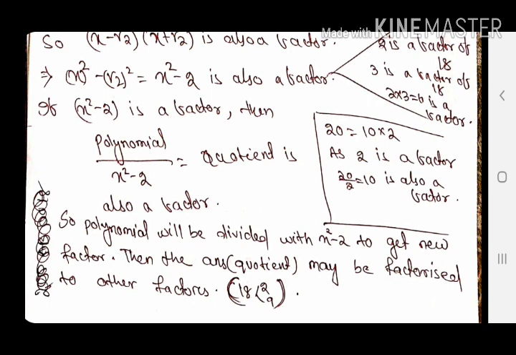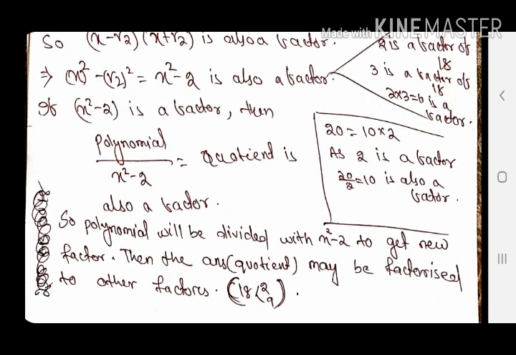Just for example, 18 by 6 I am getting 3, I can write 3 equals 1 into 3. Similarly, 1 is a factor, 3 is a factor. So, whatever you are getting in the quotient, also factorize that if possible. If not possible, okay, that is a new factor we are getting. But if that is further factorable, we should factorize it. Okay. So, this is all about this question.